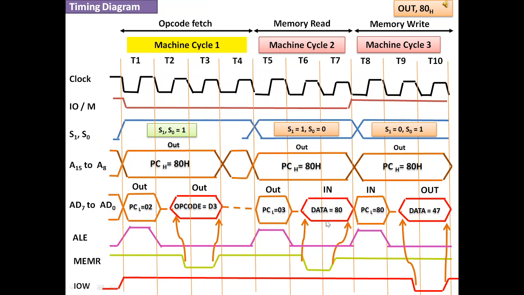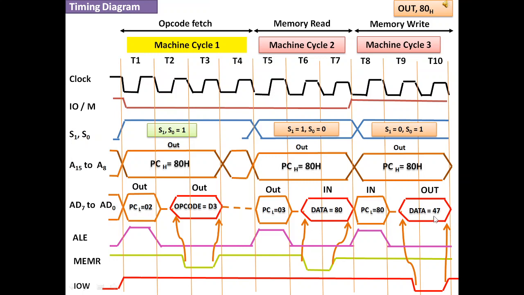In the third cycle, since it is an OUT, that means something is going to go out of the microprocessor, so it will be an I/O cycle. That is why IO/M bar is now high, and it will be a write cycle.